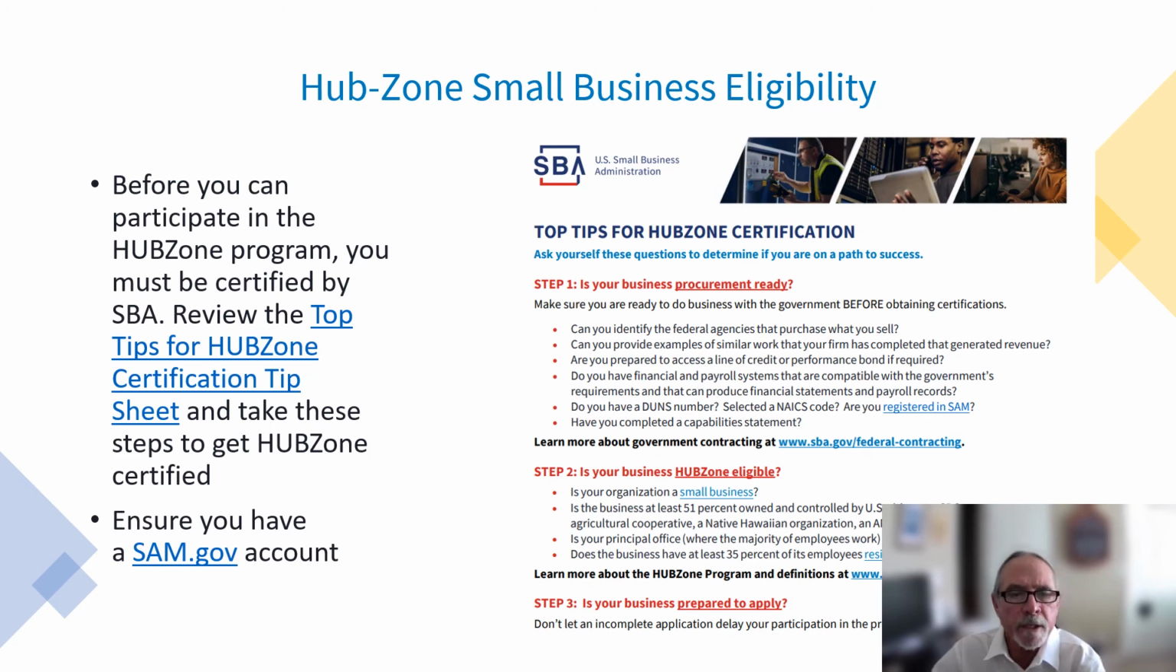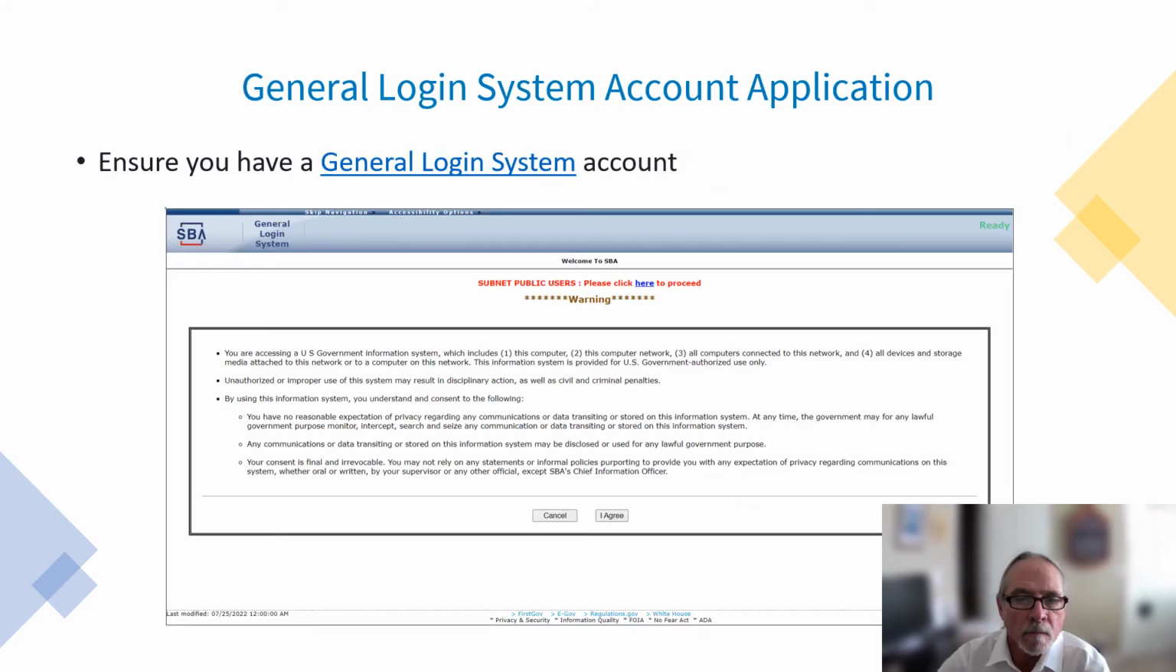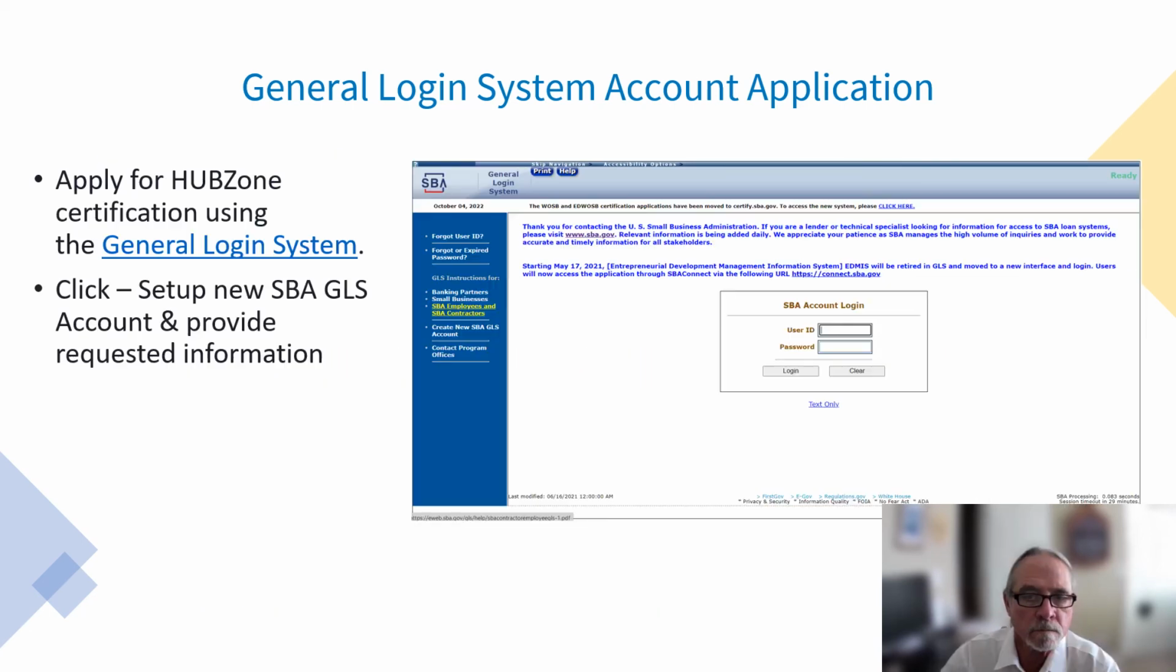Before you can participate in a HUBZone program, you must first be certified by SBA. The following link will take you to the top tips for HUBZone certification. It'll have 3 steps to include: is your business procurement ready? Is your business HUBZone eligible? And is your business prepared to apply? Additionally, you will need to have a general logon system account. Click the link to start the application process.